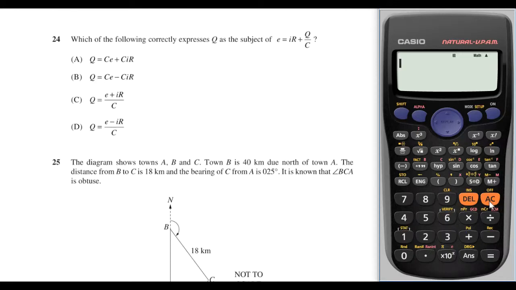Question 24. To express Q as the subject of this expression, the IR term can be subtracted from both sides of the equation. Multiplying both sides by C, we get the answer B.